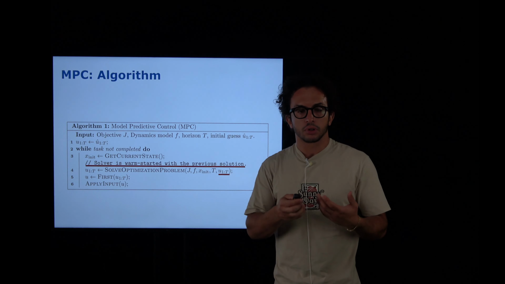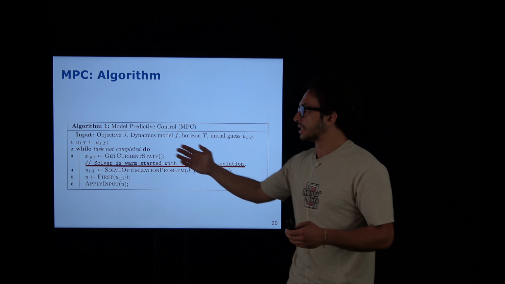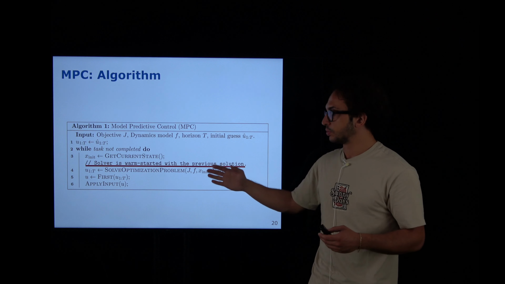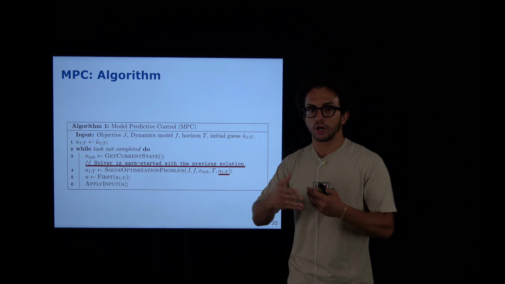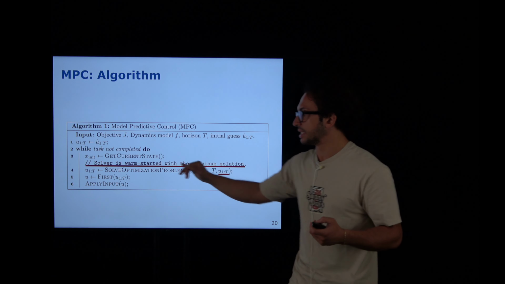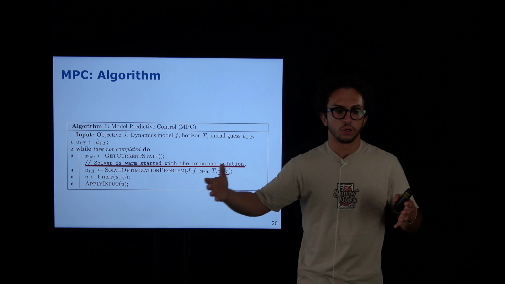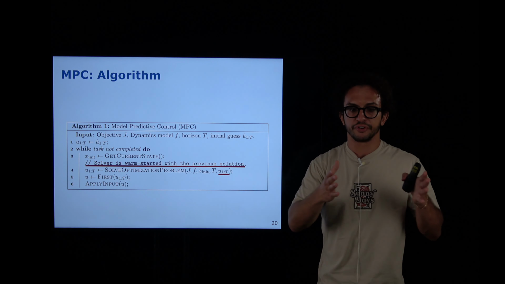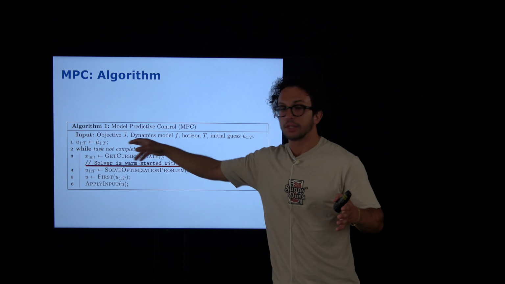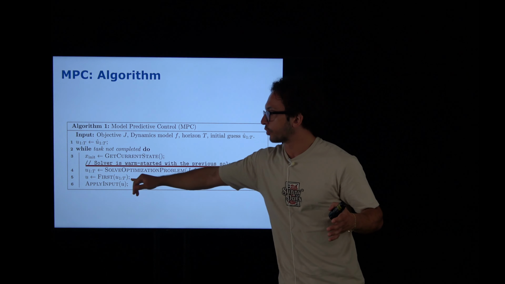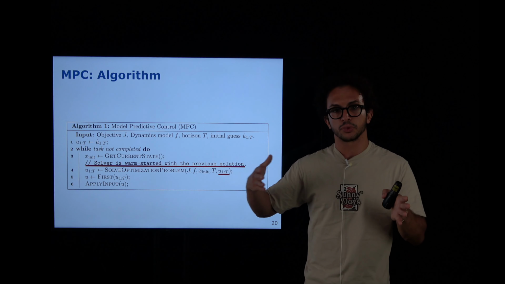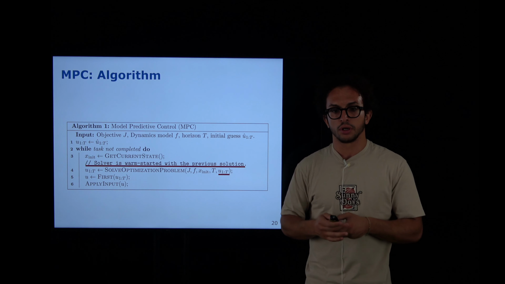So the algorithm looks something like this. You get the current state, you solve the optimization problem with a certain cost function, certain dynamics, a certain initial state, and the inputs that you compute. This means that you compute the whole sequence, then you get the first input, apply it, and re-optimize. So you forget about all the other time steps, which are not the first one.